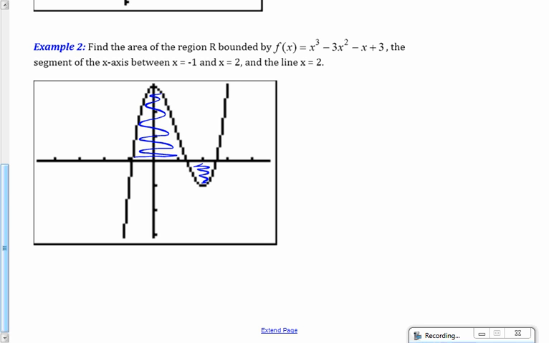This calculator scale isn't very good. That intercept is x equals 1. That intercept is x equals 2. And if you graphed it on your own calculator, hopefully you came to that conclusion. Okay? How do I find that area? Can I do it with one integral? Or do I need 2 integrals?